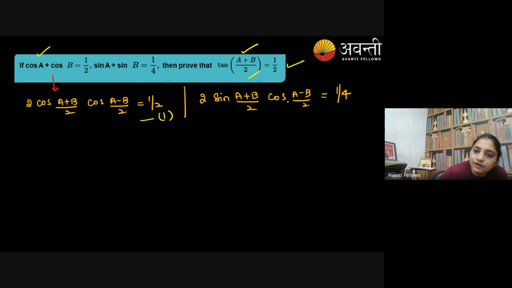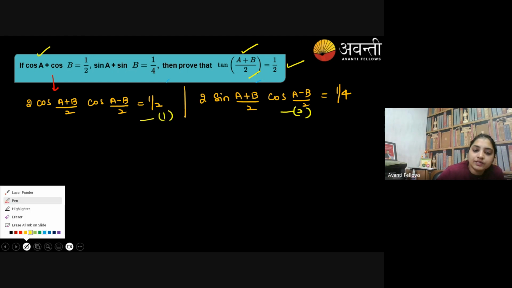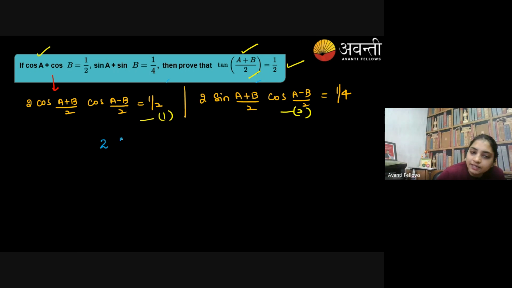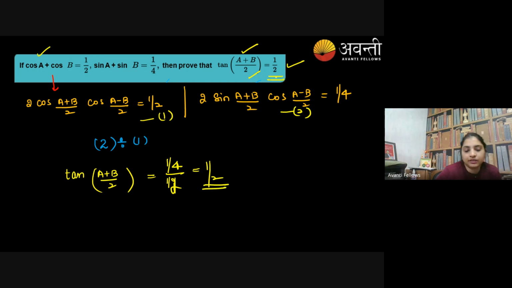Let's say this equation is 1 and this equation is 2. So, dear students, what do I need to do? Can I divide the second equation by the first? Agree? So it will be tan((A+B)/2), and that equals 1 upon 4 divided by 1 upon 2. It means 1 upon 2 is the answer, that I needed to prove. Any doubt? No, ma'am. Clear to everyone? Great.